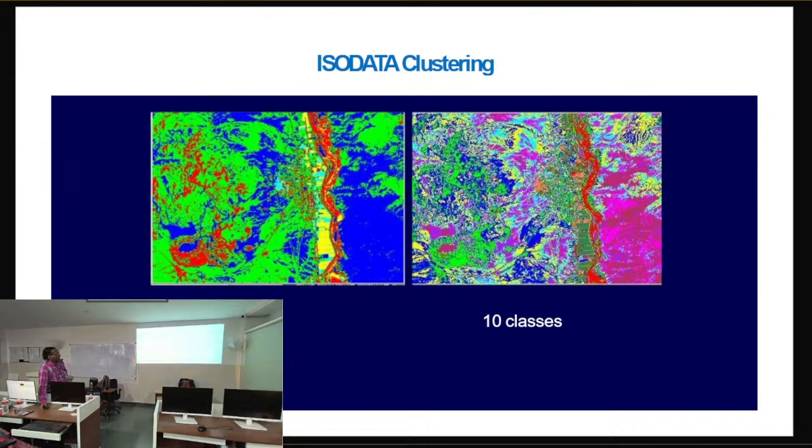So I will show one thing in QGIS with respect to the classification.